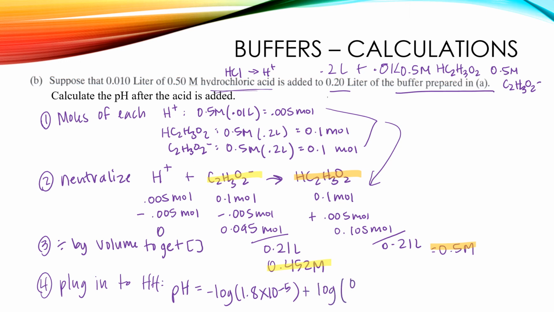My base in this case is 0.452. Sorry, on my work, I have it written two different ways. Transposed number. I gotta figure out which one's right. Okay, 0.452 is right. Over my acid, and I get 4.70.